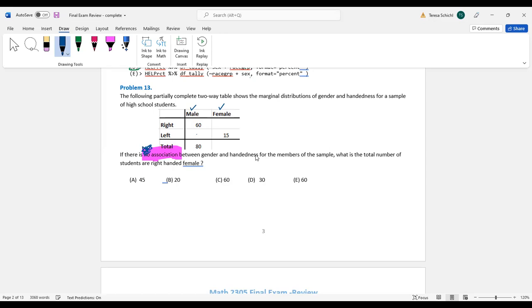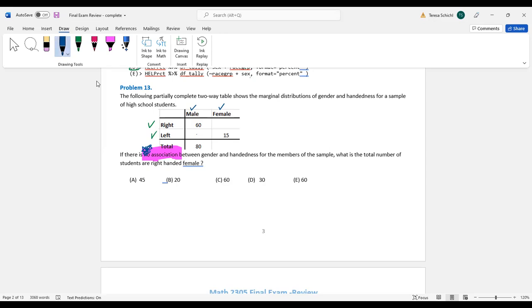That means if these two, male and female and right and left, have no association, then under the male, the percent of right-handed, and under the female, the percent of right-handed, should be very close, right? The same for the male, the percent of left-handed should be very close to the percent of the female left-handed, right?